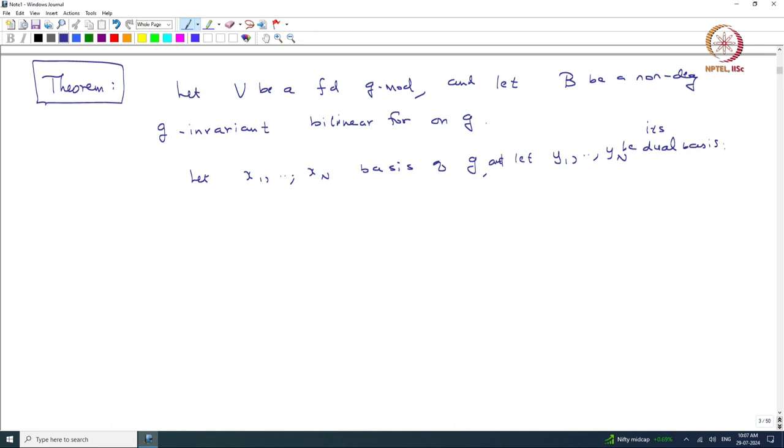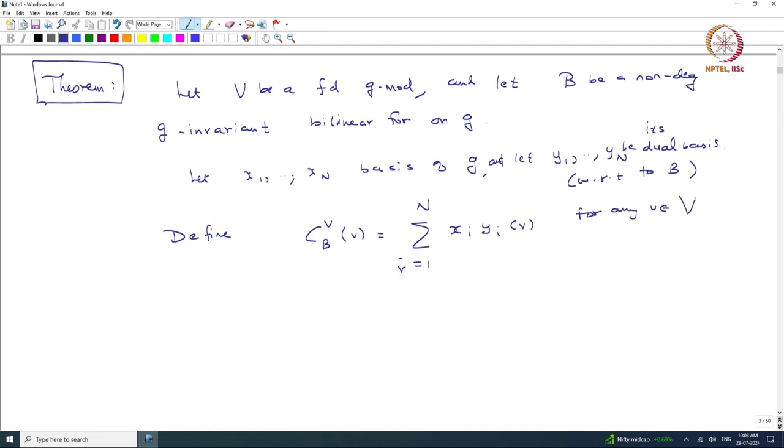So, this is with respect to the form. Now we can define this Casimir operator, which is acting on this V. It is an endomorphism given by the summation of xi yi over V, where i ranges from 1 to n. You define this for any v in capital V. This is the formula we have already seen that defines the Casimir operator with respect to this bilinear form B that is defined on capital V.